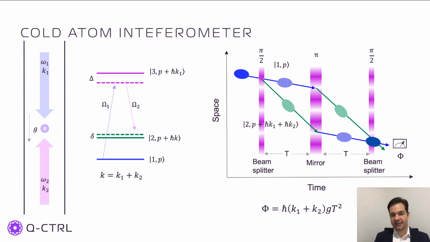Now, the key is that while we move from one ground state to the other, here marked with blue and green, we also pick up momentum from the two photons absorbed from each of the laser beams. This is a crucial step that enables interferometry. And we'll see this further on the right.